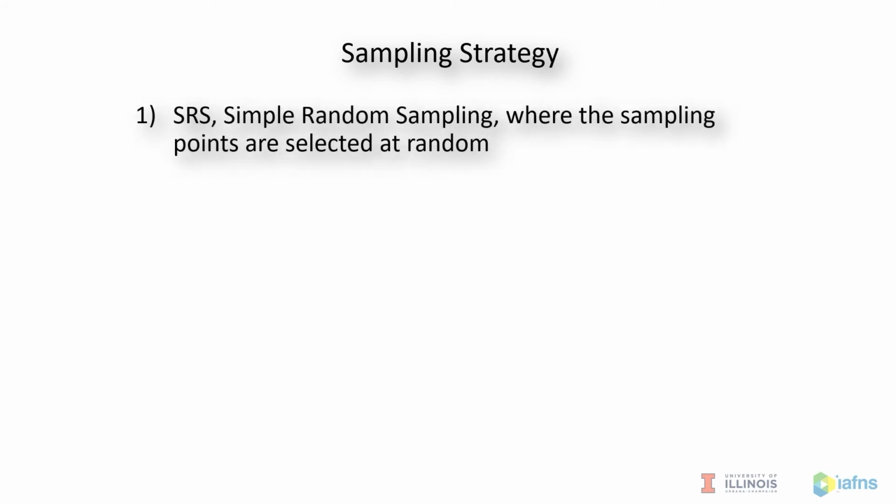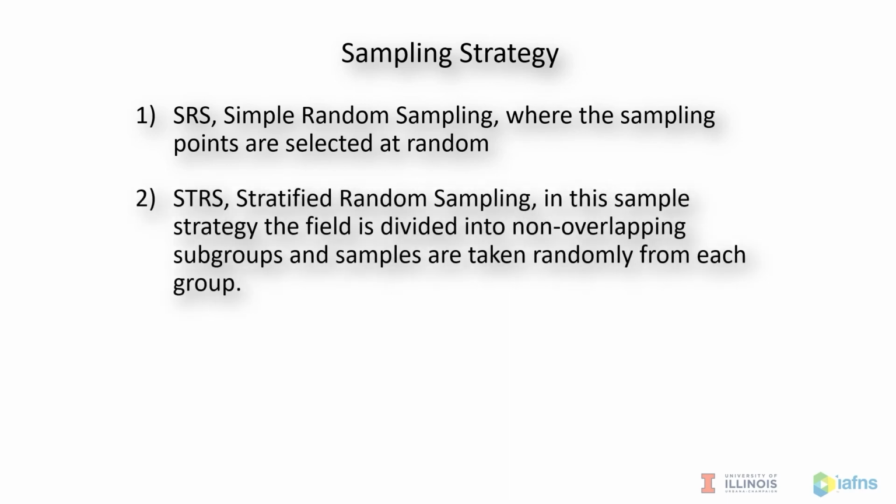The sampling strategy refers to the sampling approach that will be utilized to collect the samples. The app has three options. The first one is simple random sampling, where the sampling points are selected at random and all selections of the field are equally likely to be selected.